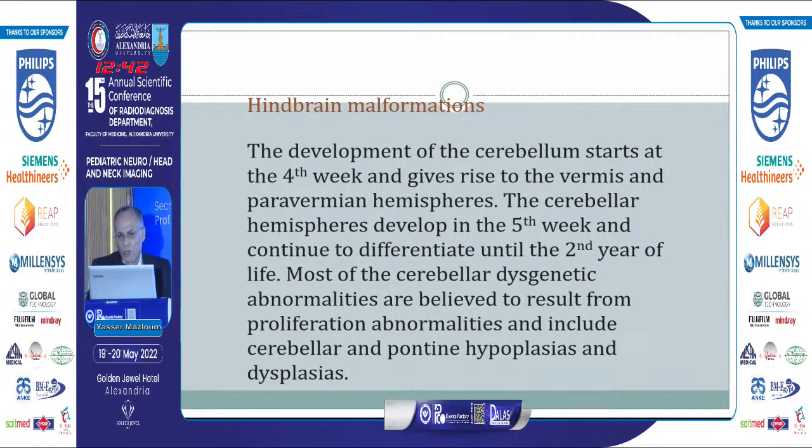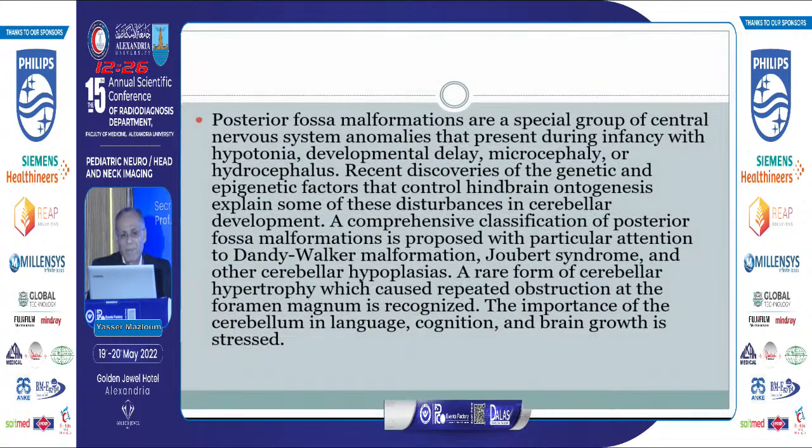The cerebellar hemisphere develops in the 5th week and continues to differentiate until 2 years of life. Most of the cerebellar genetic abnormalities are believed to result from proliferation abnormalities that include cerebellar and pontine hypoplasia and dysplasia. Posterior fossa malformations are a special group of central nervous system anomalies that present during infancy with hypotonia, developmental delay, microcephaly, hydrocephalus. Recent discoveries show that genetic and epigenetic factors that control hindbrain ontogenesis explain some of these disturbances of cerebellar development.